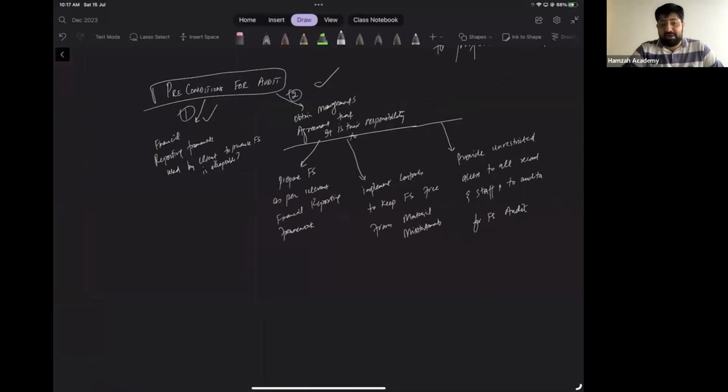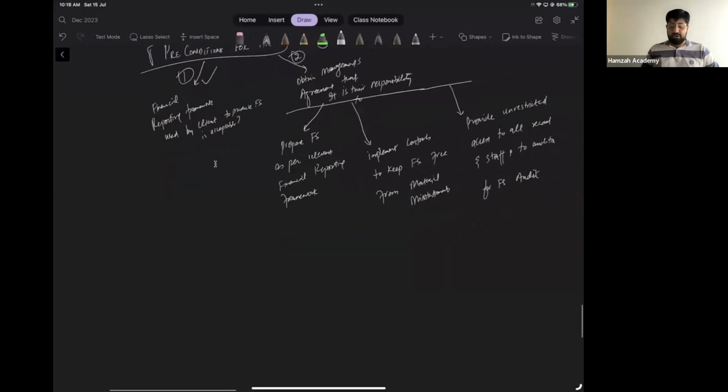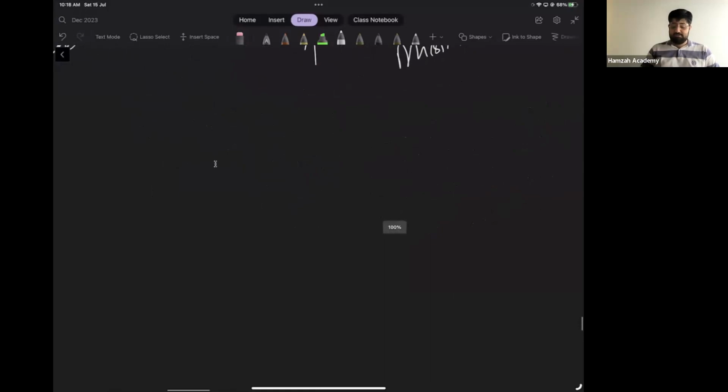Now terms and conditions of audit are discussed. We talk to them. Terms and conditions like: what are my responsibilities? What are your responsibilities? And so on. So terms and conditions are discussed. Remember, an engagement letter is prepared. So we are going to talk about the engagement letter.